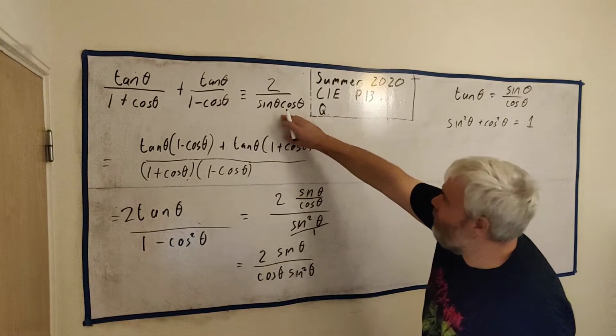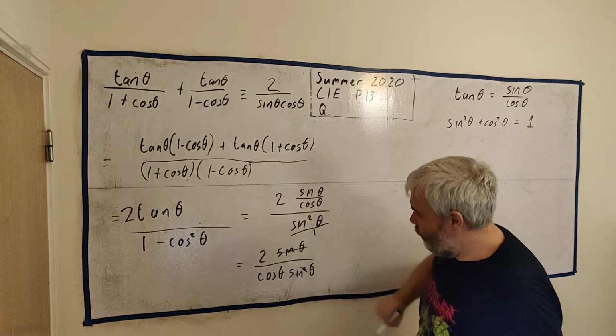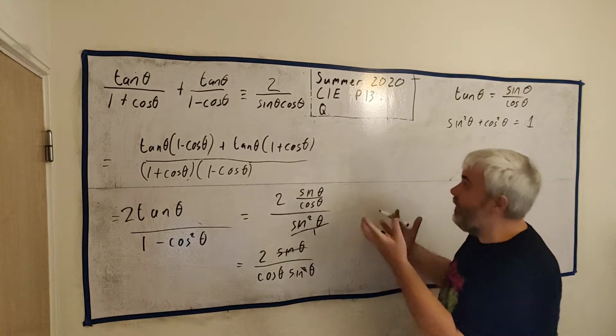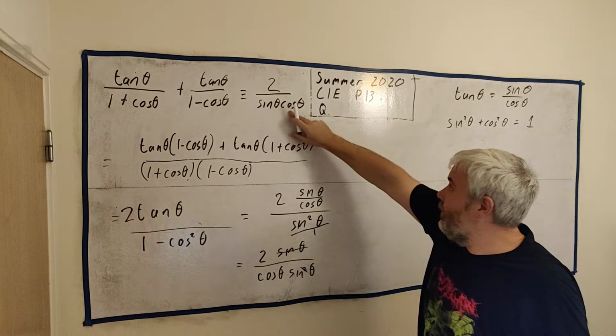And that is very nearly this. We just divide sine into both of them. There's 2 sines here, there's 1 sine here, this goes into this. And that's it, that's our final answer: 2 divided by sine theta cosine theta.